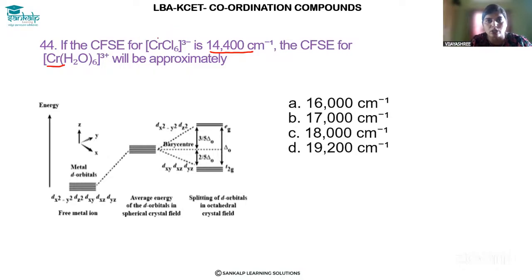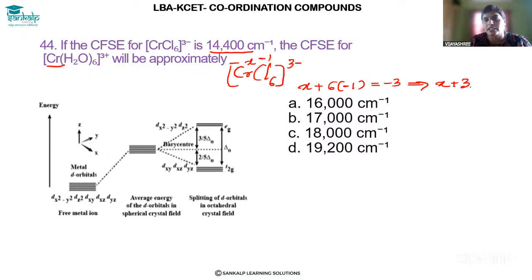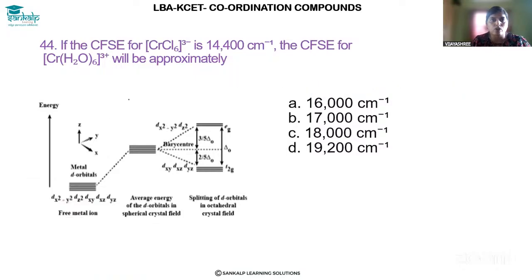What is the oxidation state of chromium? Let it be X. In CrCl6 3-, let the oxidation state of chromium be X. Then the charge on chlorine is -1. So X plus 6 into -1 is equal to -3, which implies X equals +3. Therefore, the oxidation state of chromium here is +3.